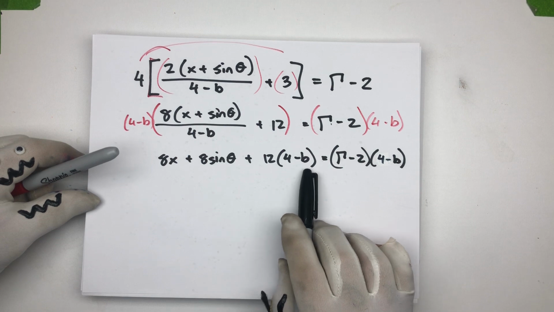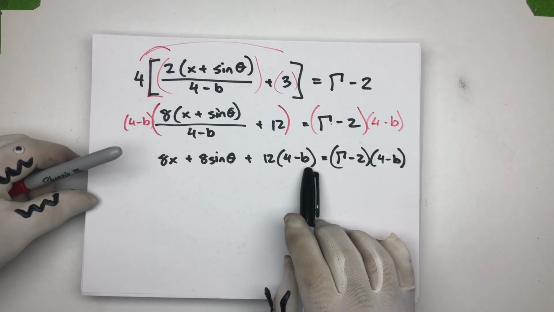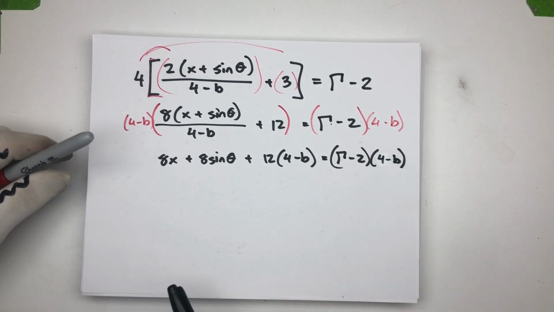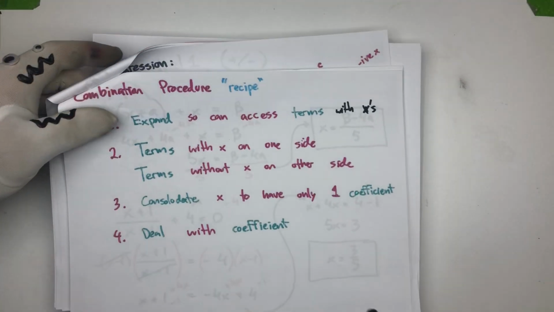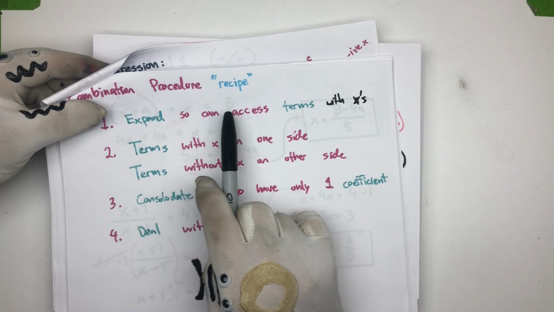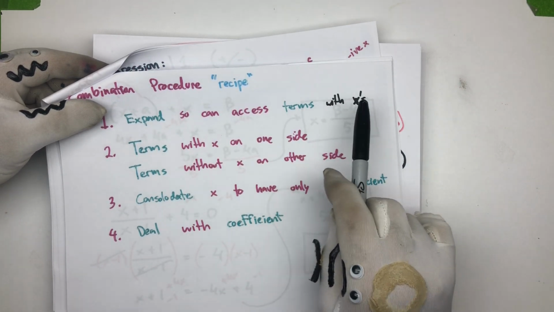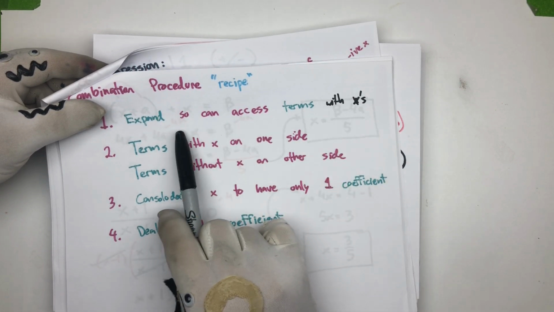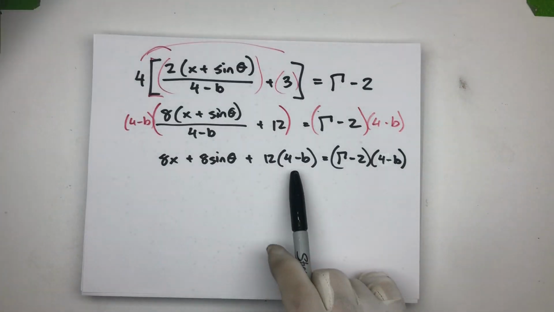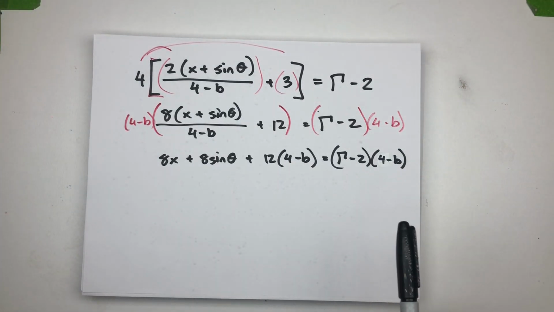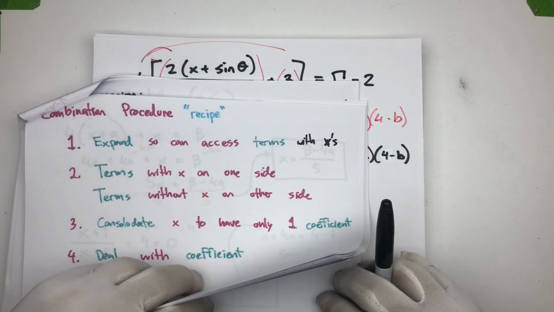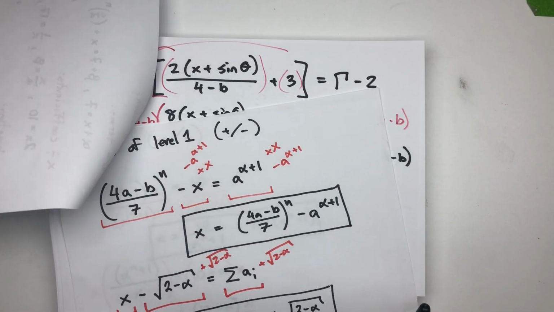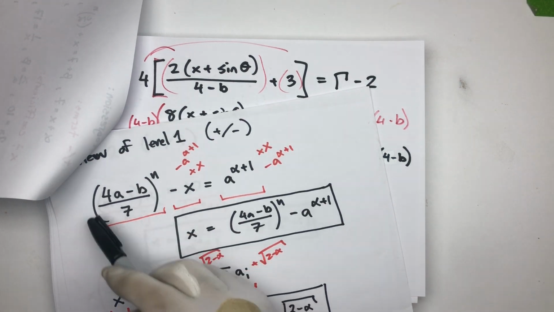These guys I'm probably going to keep together. I could expand it, but I don't really have to. Remember, what was that rule? Expand so you access terms with x. You don't have to access terms without x. Don't worry about it. It's just a big term. That's like what we were doing initially in our first type of problems. Remember these types of problems?